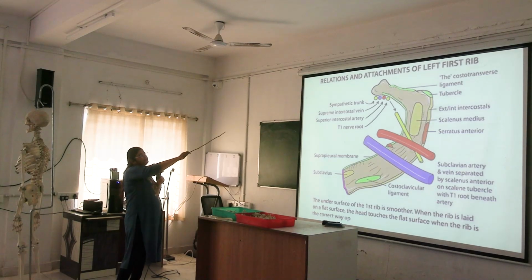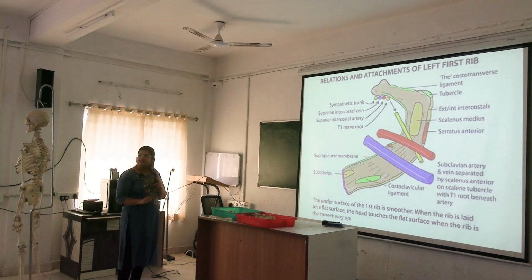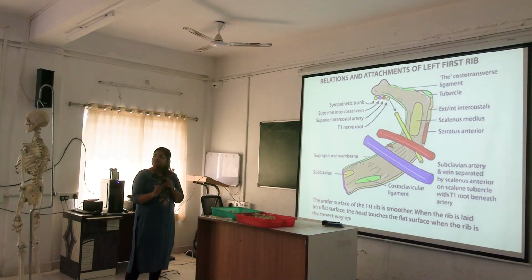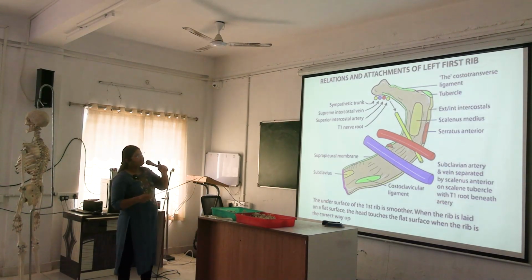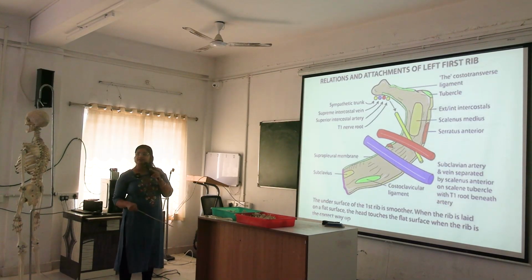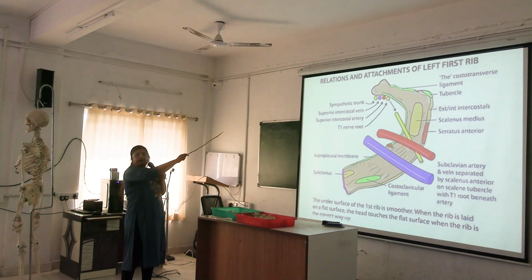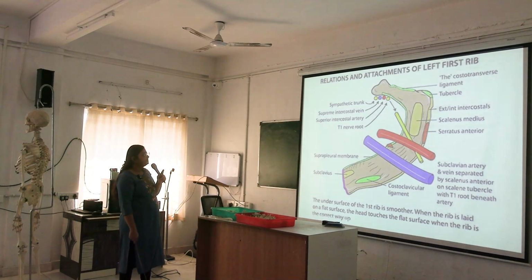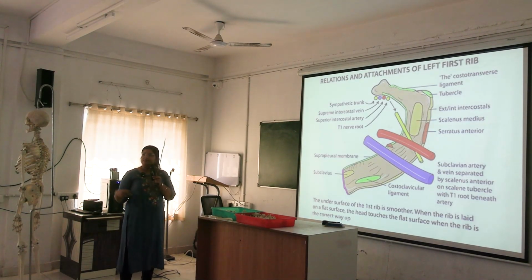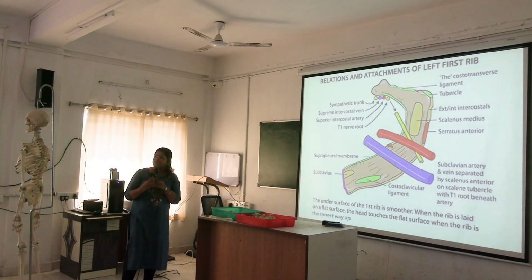And anterior to the neck, four structures are related. This is also important. Here the costal groove is absent, so those structures will pass just in front of the neck. Most medially the sympathetic trunk, then the supreme intercostal vein, superior intercostal artery, and the T1 nerve root. After passing there, it will cross the first rib like this. The yellow colored line is representing the T1 nerve root. T1 will join with the brachial plexus, the formation of the brachial plexus.